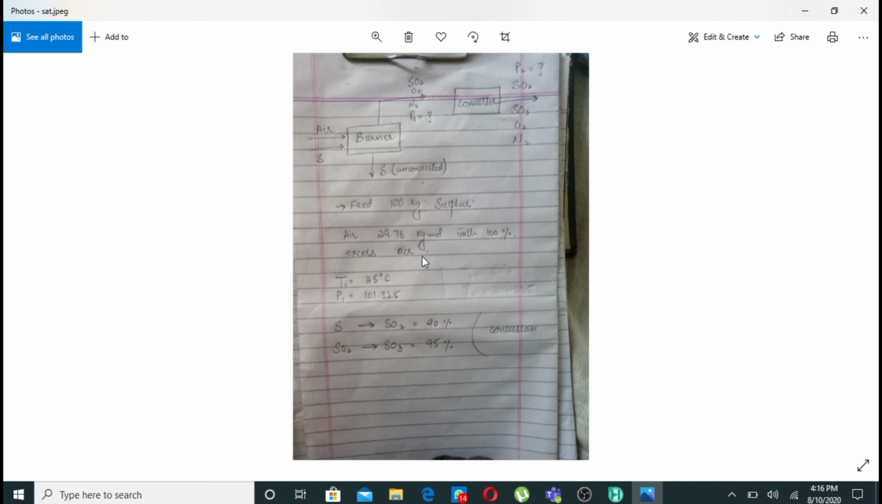If you have gone through mass balance, you can easily find the air entering and the air required. So it is not a big problem. I just back-calculated and wrote that with 100% excess air, the kg moles of air will be 29.76. So I will now go to my simulation mode.